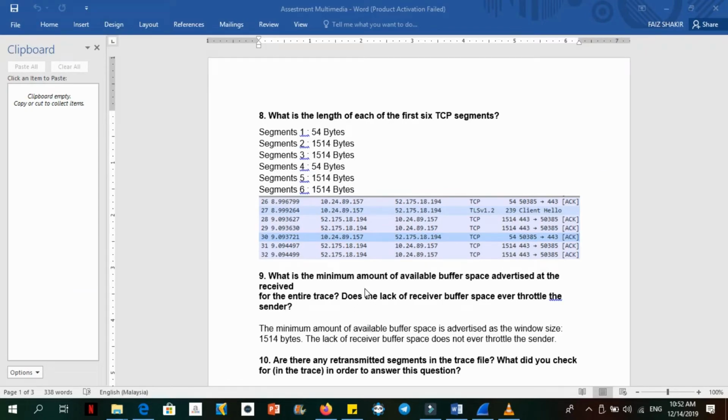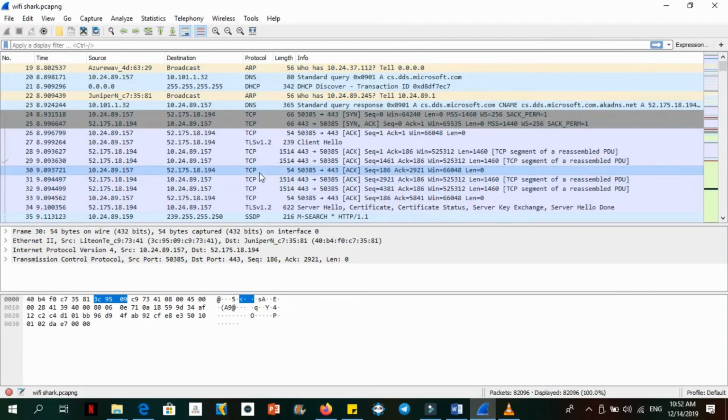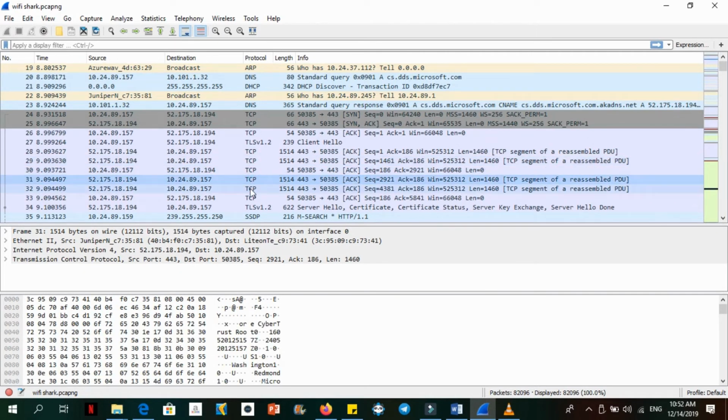Okay, for the next question, question number 9. What is the minimum amount of available buffer space advertised at the receiver for the entire trace? From this question, I get that the minimum amount of available buffer space advertised as the window size is only 1514 bytes. Okay, we can look at this point. There are so many 1514. So I get this answer from this.